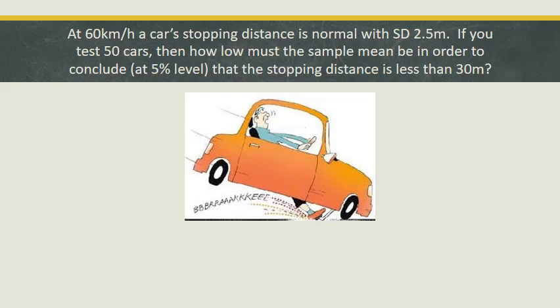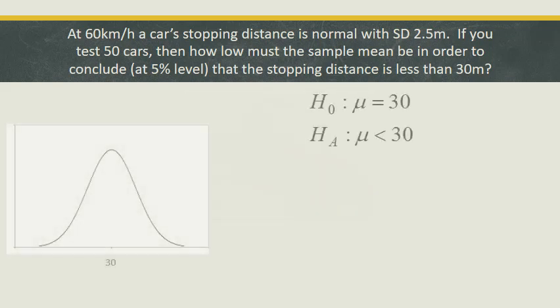Okay, new question, the stopping distance for a car. We have a known SD, so we have the z distribution, and this time we're testing to see if the stopping distance is less than 30. So we're going to assume that the distance is equal to 30, the null hypothesis. And we're only going to reject if the sample mean is significantly smaller than 30 or less than 30. This is a one-tailed left tail test.